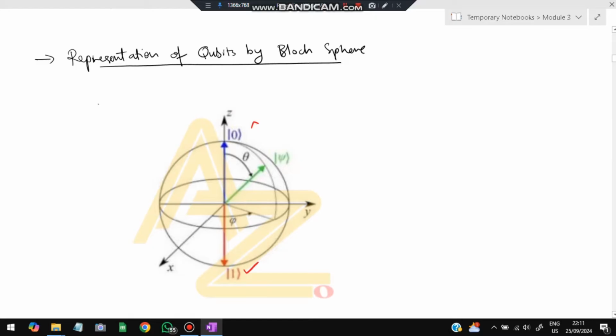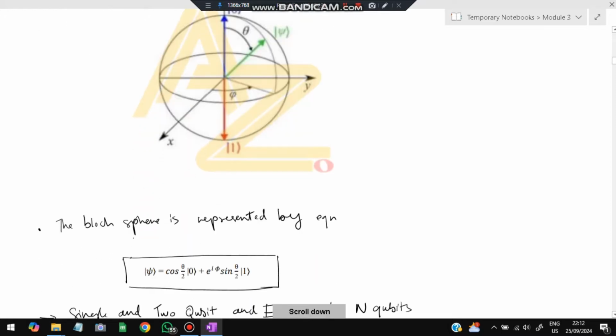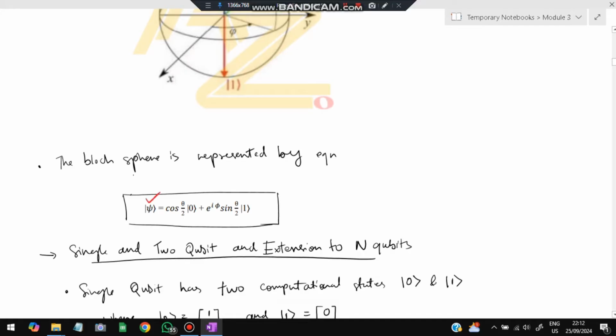So the angle between the z-axis and the green line is theta, and the angle between the x-axis and the shadow of the green line is the symbol phi here. So two angles we are considering here, and the green line is nothing but the wave function at that point, like the superimposed state of 0 and 1. That is given by the wave function here. So a Bloch sphere's equation is given as cos(theta/2)|0> plus e^(i phi) sin(theta/2)|1>.